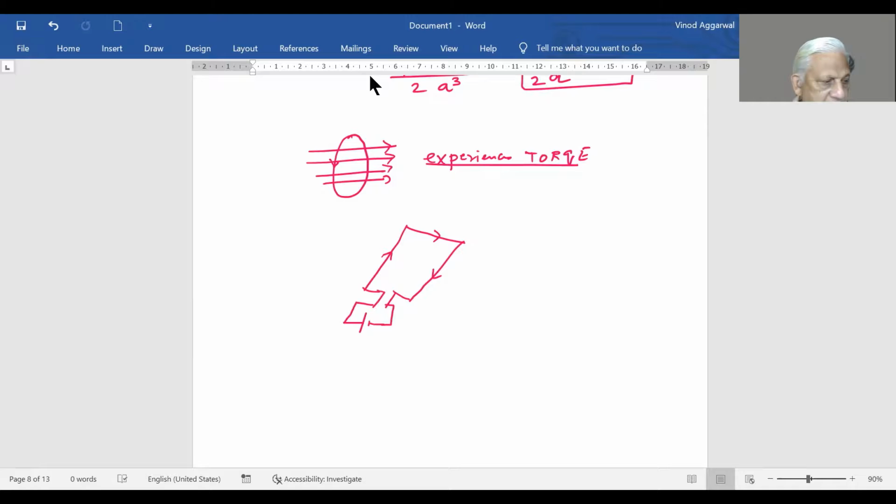And let us say we designate the coil as PQRS, and we create a magnetic field. You can create it by any means. Just for the sake of example, we put two permanent magnets and we put a magnetic field like this.